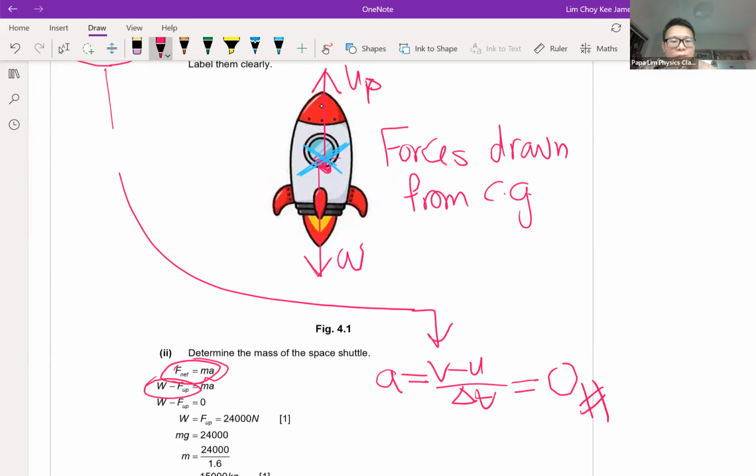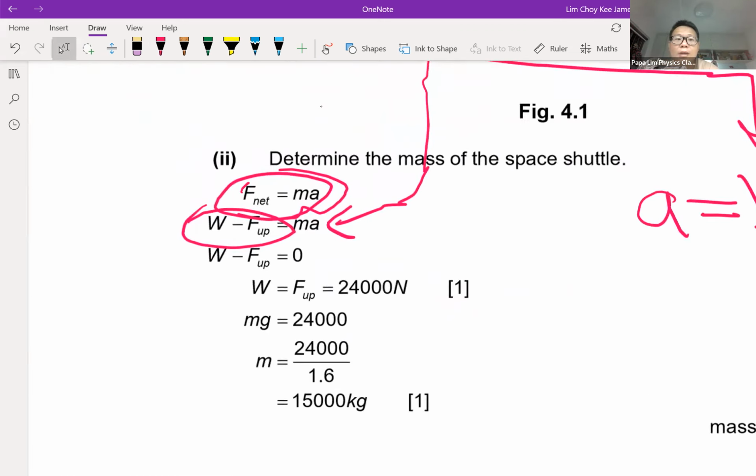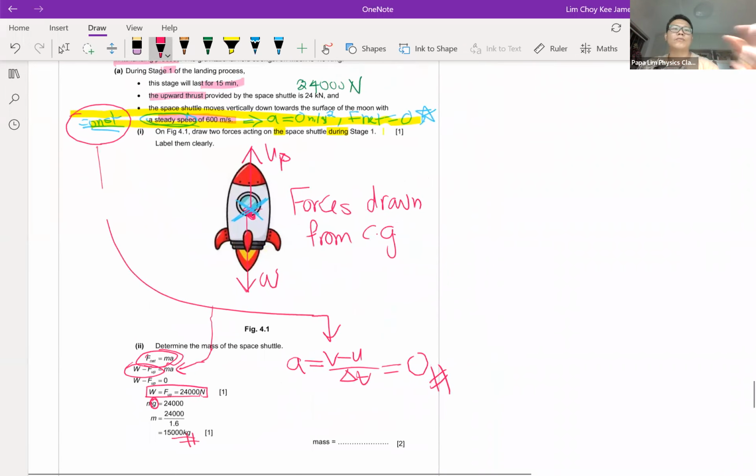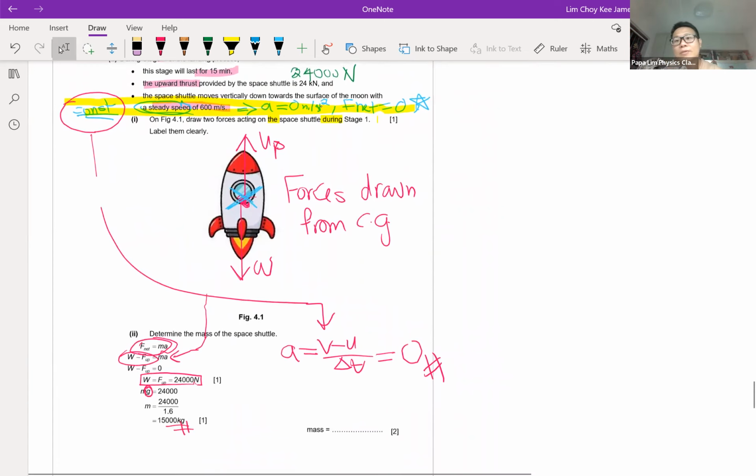It's actually 0 already. So if you substitute 0, acceleration is 0, F net equals 0, you will arrive at this small equation: your weight will be equal to the upthrust, which is 24,000 Newton. And same thing, gravity based on the question is 1.6 Newton per kg, so you'll know that the mass is 15,000 kg. So take note of the information that I'm giving you, the constant speed, the upthrust of 24,000. You have to be careful of information given to you.